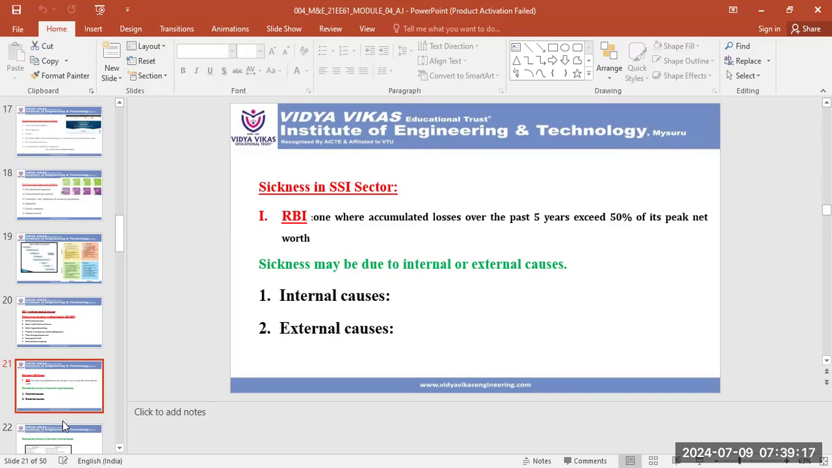What do you mean by sickness? A sick industrial unit is defined as one which fails to generate surplus on a continuous basis and depends on frequent infusion of external funds for its survival. According to the RBI guidelines, a small scale industry can be considered sick when there is an erosion in the net worth due to accumulated losses to the extent of 50% as compared to the previous financial year. The unit should be in commercial production or running.